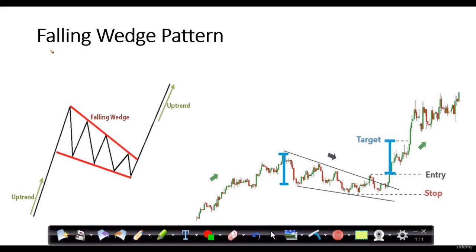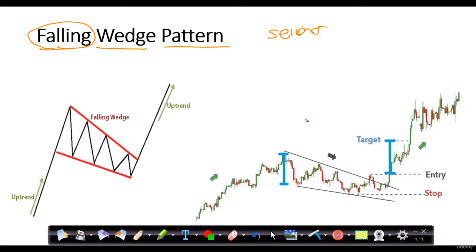In this video, we are going to discuss the falling wedge pattern. The falling wedge pattern is a trap for the sellers. Don't go by the name. The name contains "falling", but it does not mean that the market will fall. It is a trap for the bears so that more upside will come.